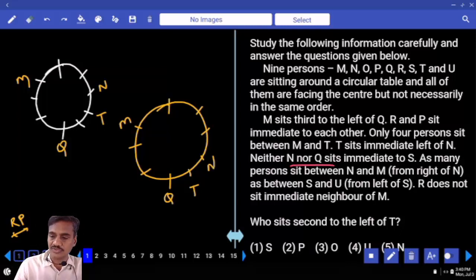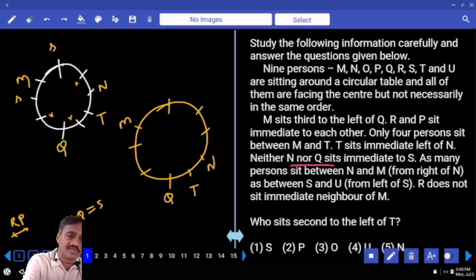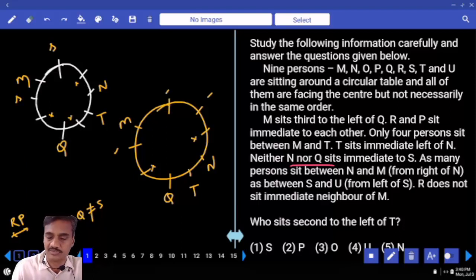Neither N nor Q is immediate to S. N and Q are not adjacent to S. As N and Q cannot be adjacent to S, S cannot be here, cannot be here, cannot be here. Then what are the different possibilities for this S? S can be here or S can be here. And again in this case, neither N nor Q is adjacent to S. Hence S can be here, here, or here. There are 3 different possibilities.